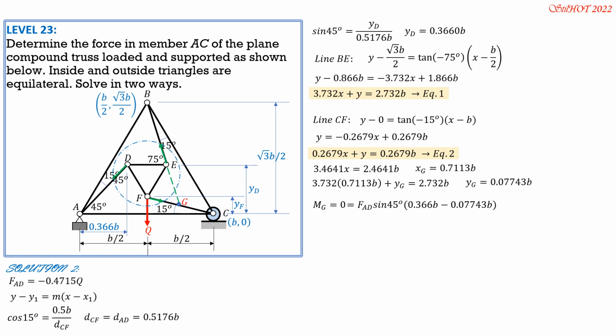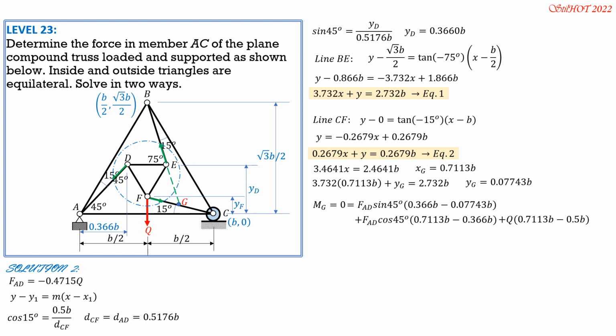Now, for the vertical component, it is plus also FAD cosine of 45, and the moment arm is XG minus 0.366b. So FAD cosine 45 degrees times quantity 0.7113b minus 0.366b. That's the moment arm of the vertical component of FAD from G. Then plus Q. The moment arm for Q is quantity 0.7113b minus 0.5b, because this is 0.5 of b.